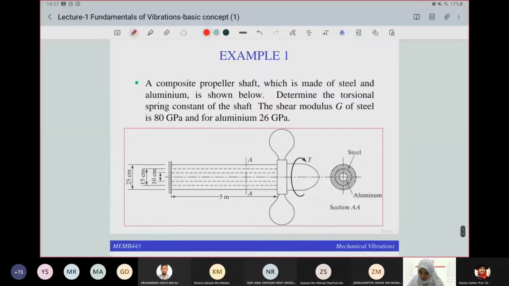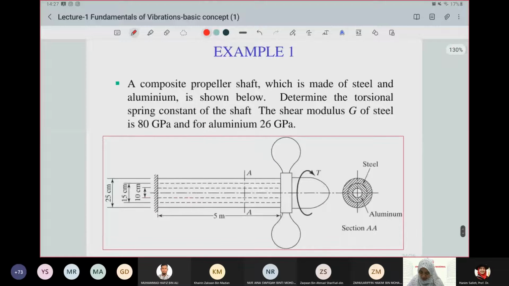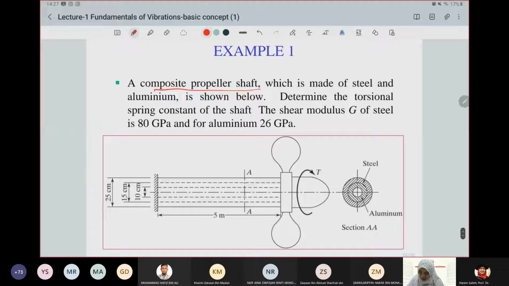So there's one example. We have this composite propeller shaft made of steel and aluminum. So you can see here you have aluminum inside, and the outside surface is basically the steel. And this is actually a torsional force, so it moves the steel and the aluminum together.